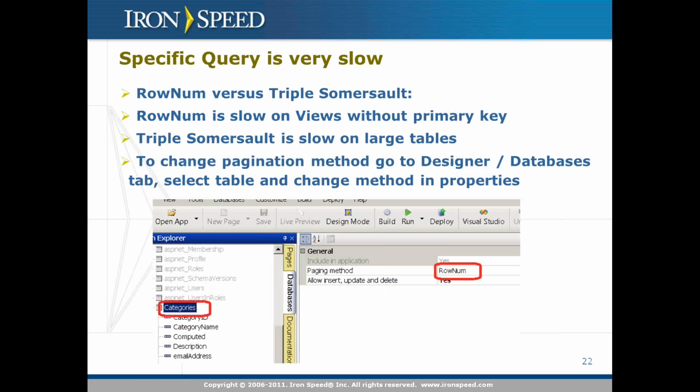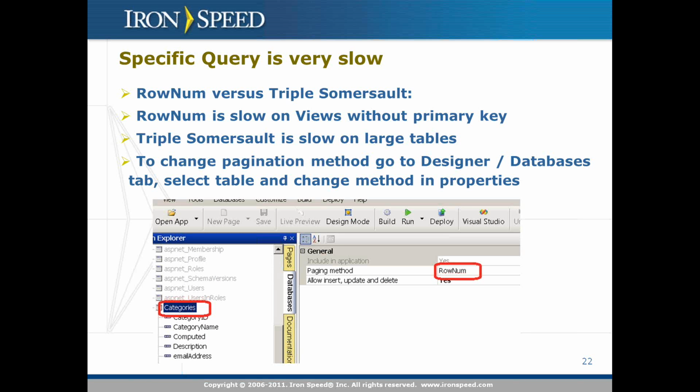Now, one of the last things about the designer: pagination. It actually might have a huge effect. Designer generates queries of two types to provide pagination. One type is using ROWNUM, the other one is triple somersault.